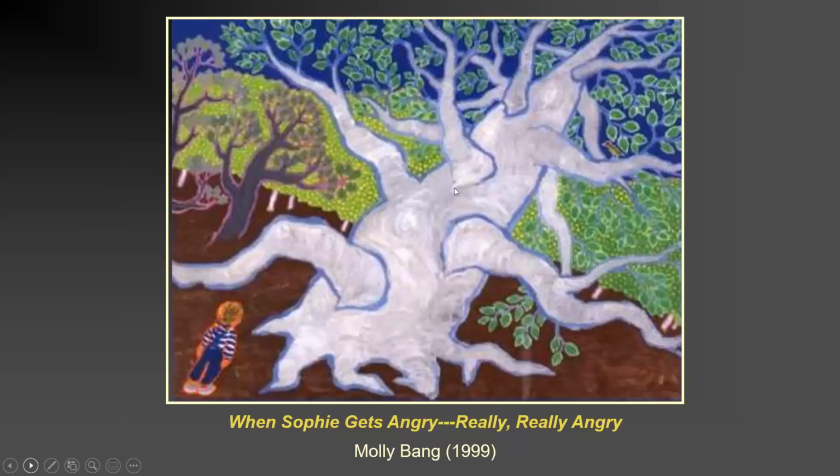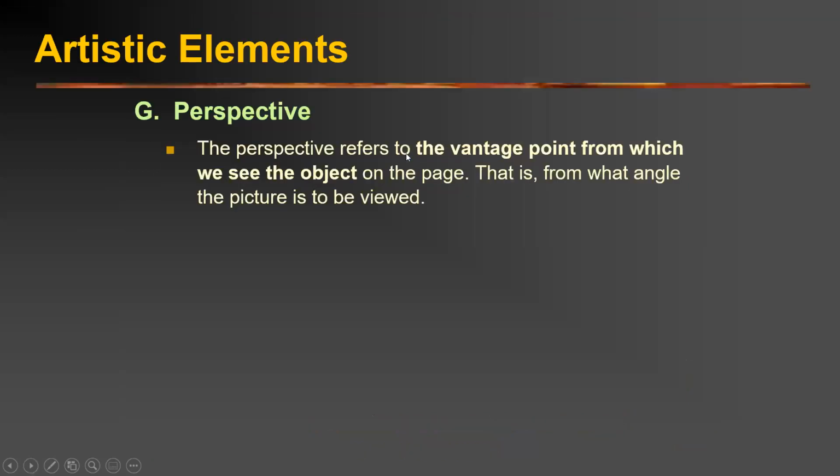Sturdiness, once again. Next, perspective. The perspective refers to the vantage point from which we see the object on the page. That is, from what angle the picture is to be. The closer we appear to the action, the more engaged we are likely to be. The farther away we seem to be, the more detached we are.